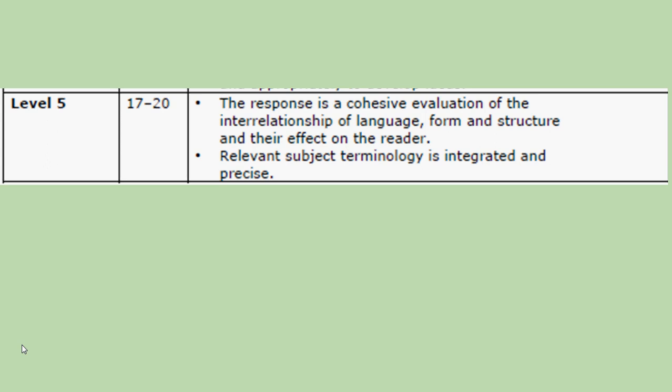You also need to make sure you're looking at language, form and structure to a perceptive high level, and then you have to make sure you are also using relevant subject terminology throughout your work in an integrated way, rather than saying things like this is a metaphor. Simply change it to the metaphor quote does this.